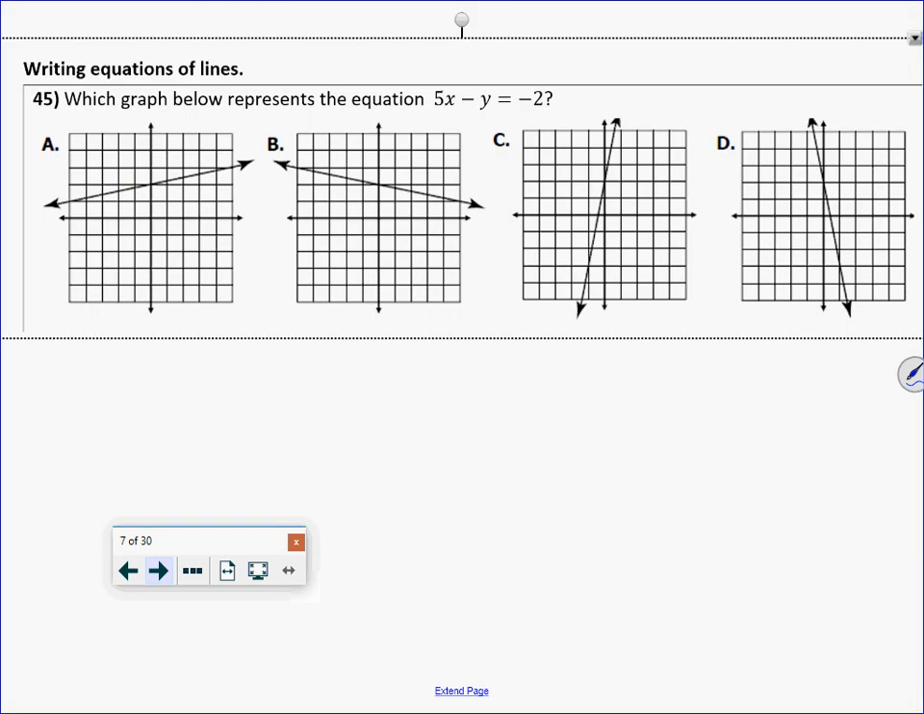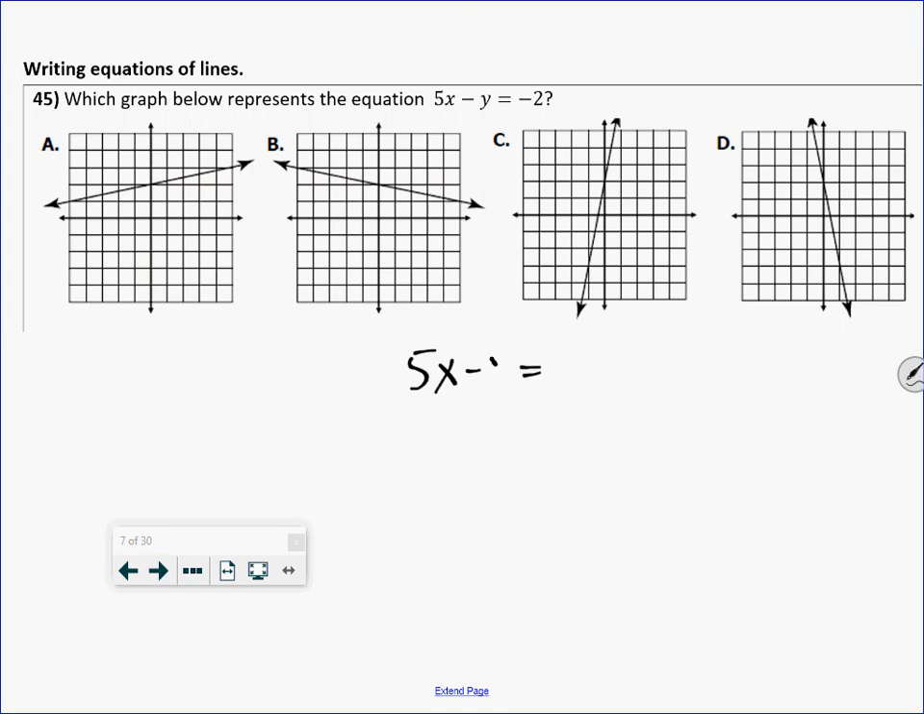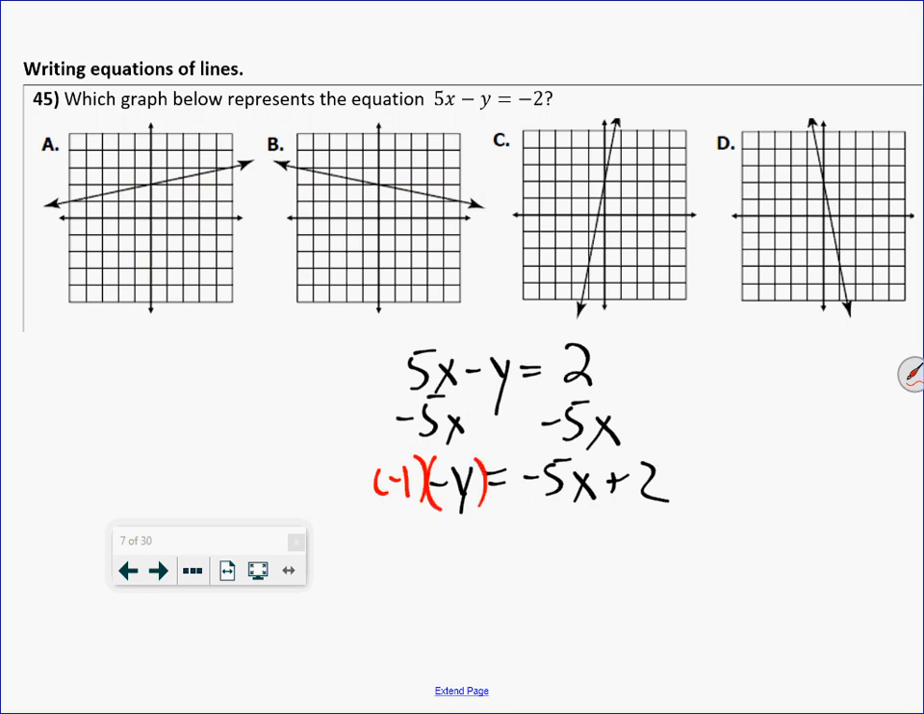All right. We're going to come back to that in a second, but for right now, which graph below represents the equation 5x minus y equals 2? So what we want to do is we should solve this equation for y. So I subtract 5x from both sides, or if you prefer, I move it to the other side and it becomes the opposite. Now, this doesn't say y equals, it says negative y. So we divide or multiply, because they're the same thing, both sides by negative 1. And I'll get y equals 5x minus 2.